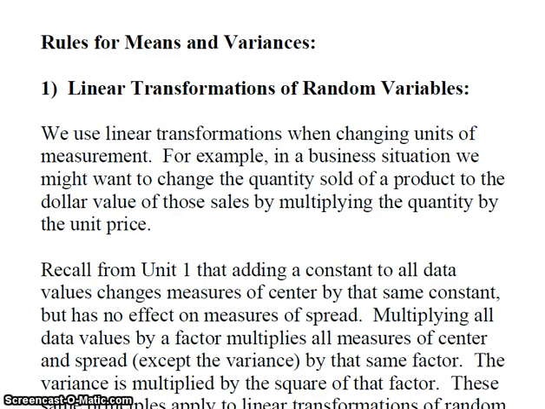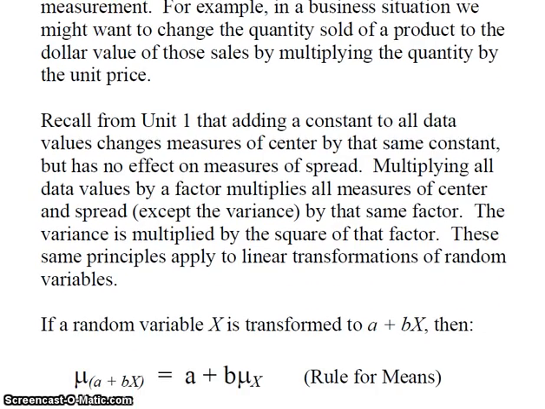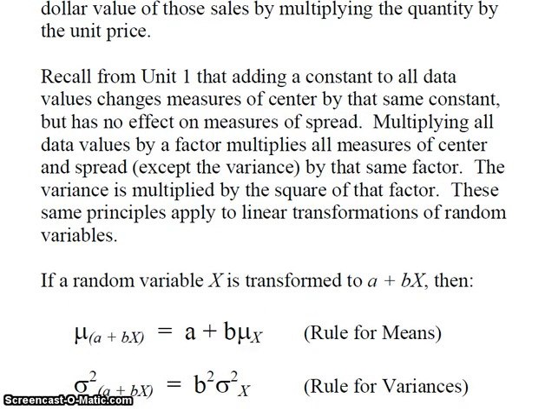Now you might remember from an earlier unit that when you do a linear transformation to data, what happens to the measures of center and spread depends on what kind of transformation you perform. If you add a constant to all of your data values, that just changes the center of the distribution of your data. It doesn't do anything to the spread. If you multiply all of your data values by a constant, that affects all the measures of center. It also affects the spread of your distribution.